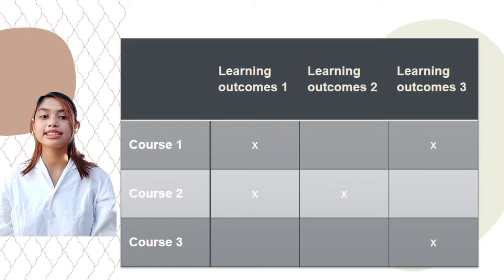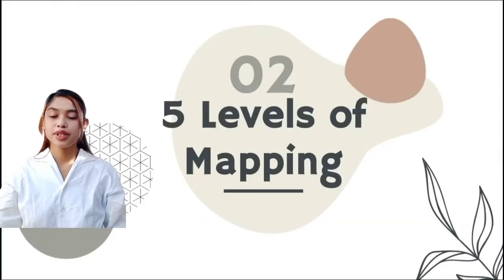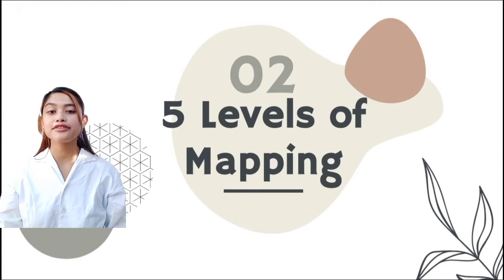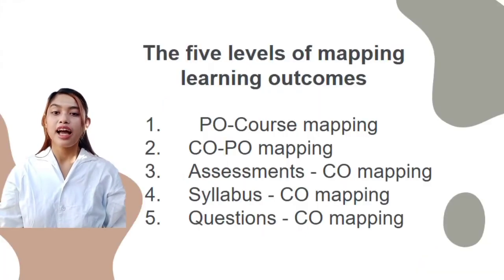So I have here an example of a much simpler version of a curriculum map that is built in a two-dimensional matrix, with the learning outcomes arrayed across the top as the x-axis and the courses listed down the left side as the y-axis. So that's just an example of a simpler version of a curriculum map. Alright, so let's move on to the 5 levels of mapping.